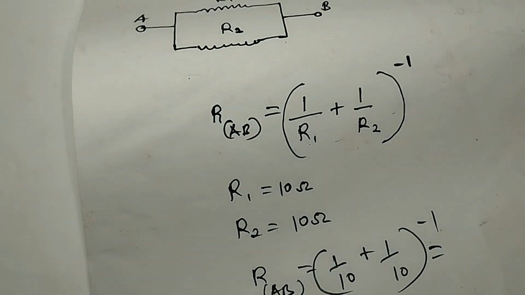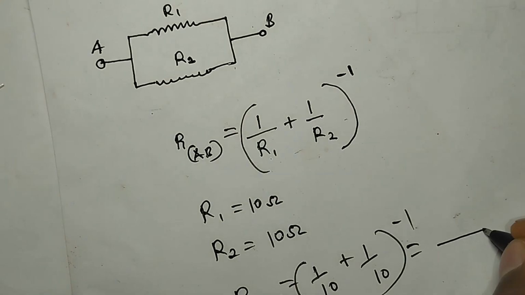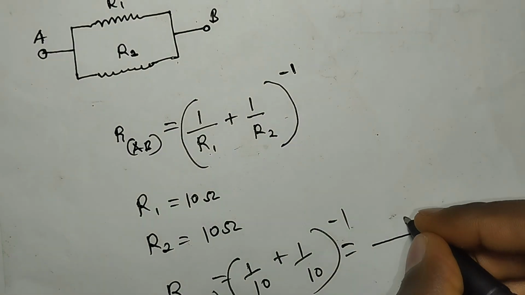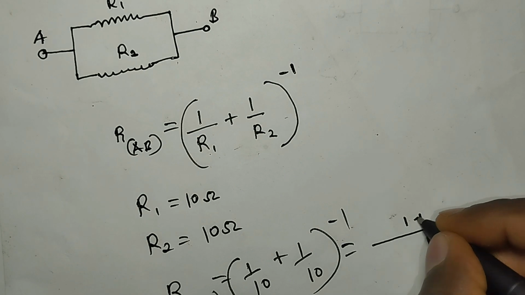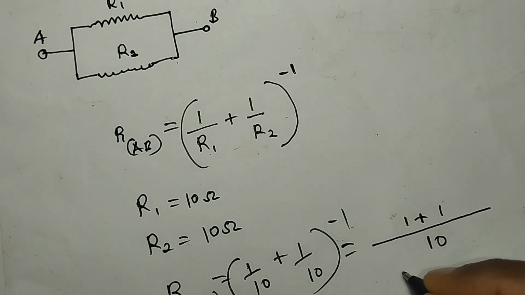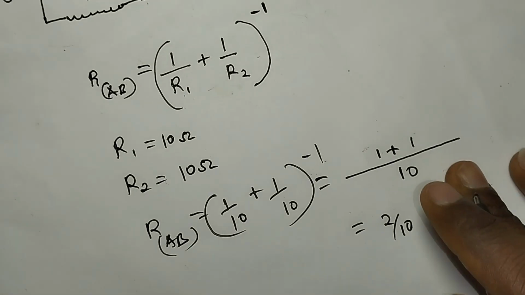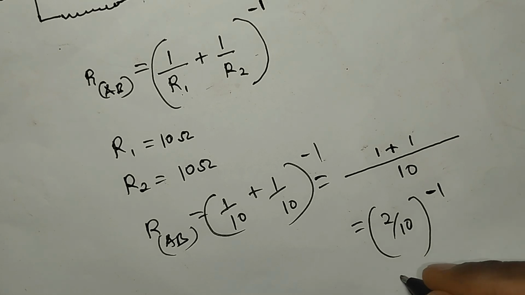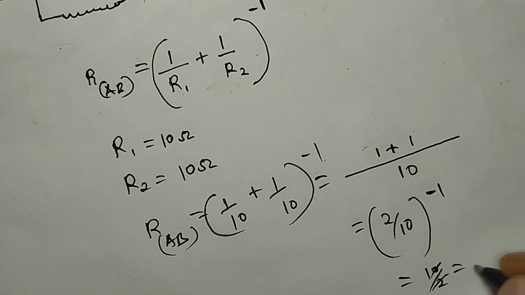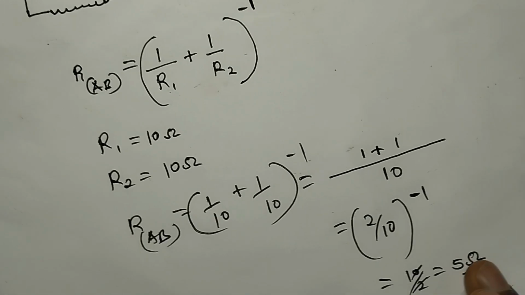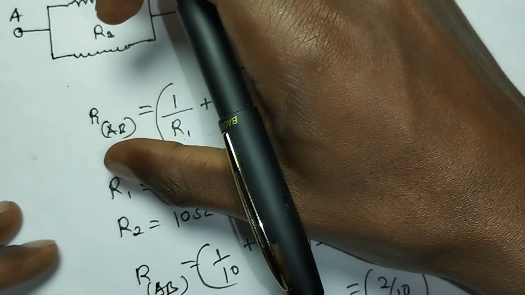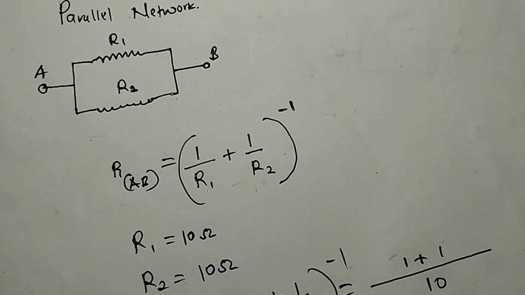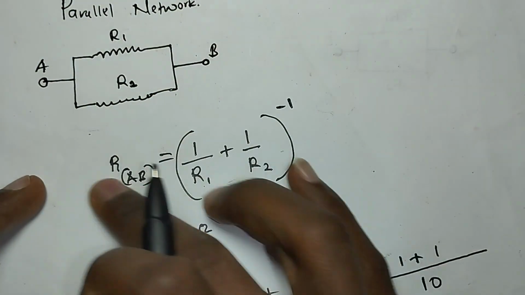So simple mathematics. So you get 1 plus 1, so this is 2 over 10. If you do the reciprocal of this, you get 10 over 2, which is 5. So you can go on adding more resistors, and you'll get your final value based on this equation.